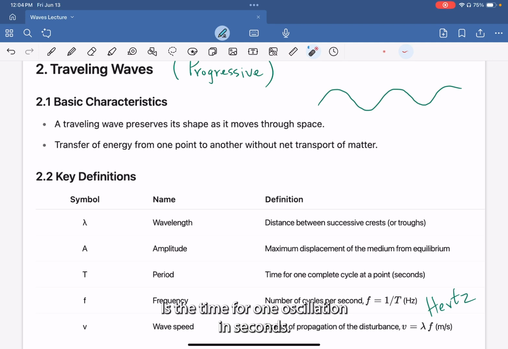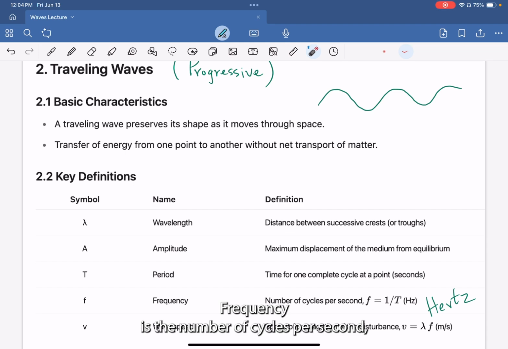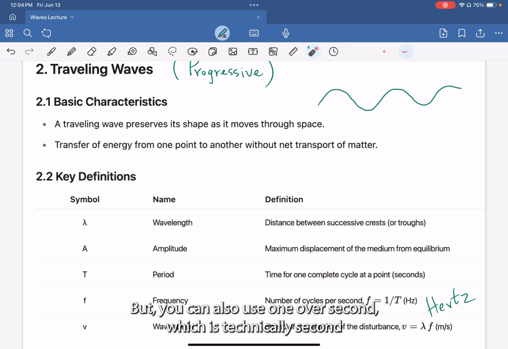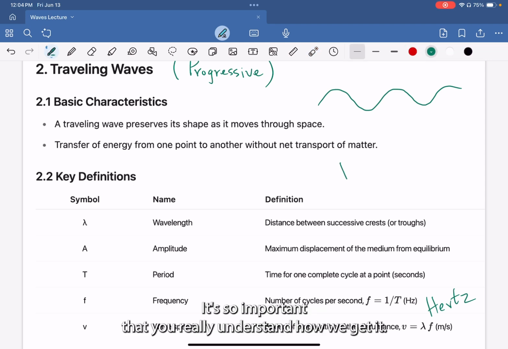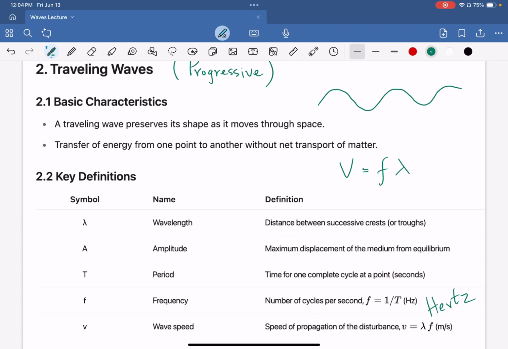Time period is the time for one oscillation in seconds. Frequency is the number of cycles per second, and the unit could either be 1/second or hertz. Now, Hertz is the name of the scientist Heinrich Hertz, who first produced electromagnetic waves. But you can also use 1/second, which is technically second raised to minus one. Here we have an important idea. The speed of any wave is the product of wavelength and frequency. It's so important that you really understand how we get it.